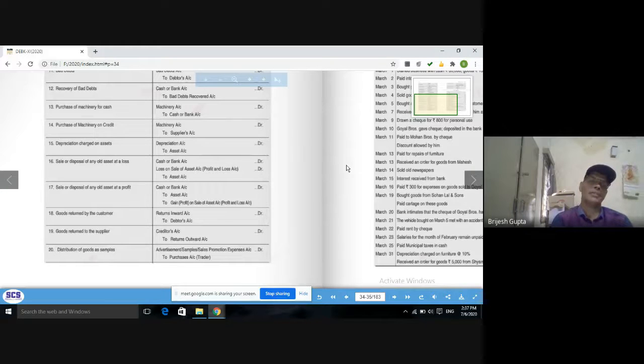Now see, rent received, interest received, commission received, discount received, these are all incomes for the business. Rent may be both expense or income. If rent is paid, it is an expense for the business. If rent is received, that is income for the business.